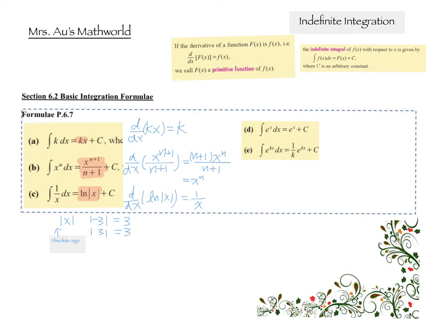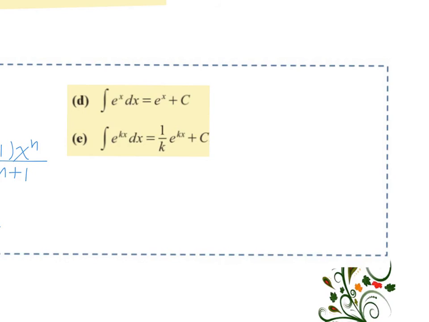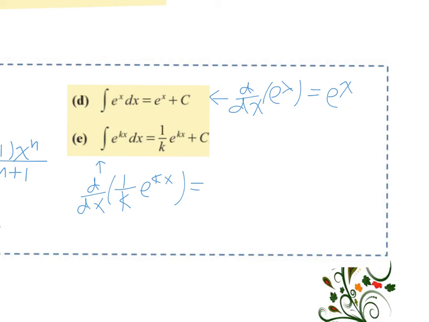Then it goes to D and E for the exponential one. For the exponential one, this one is quite obvious, right? Because when I differentiate e to the power x, it becomes itself. And for E, if I differentiate 1 over k times e to the power kx, then remember we differentiate the upper part, we will get k times e to the power kx, and then cancel out the things, we will get e to the power kx. So this is the way of how to remember them.